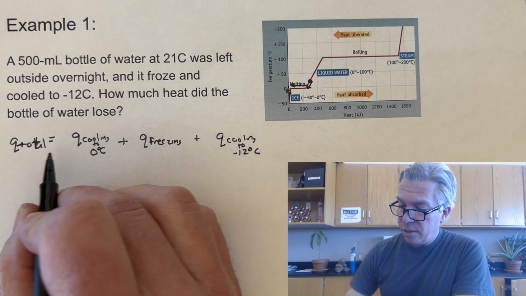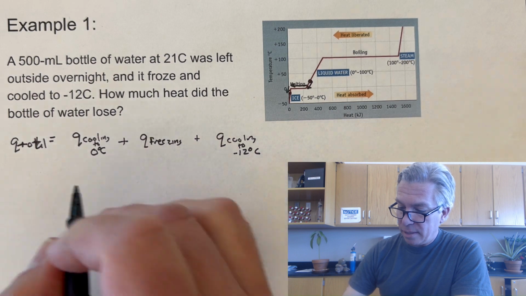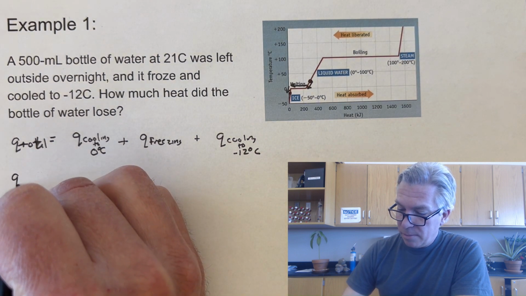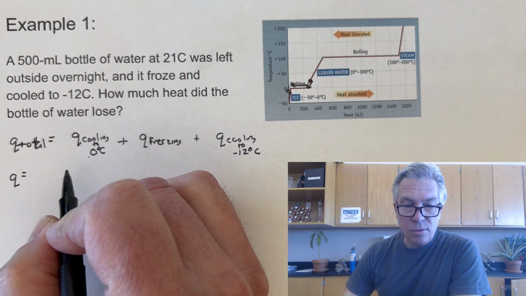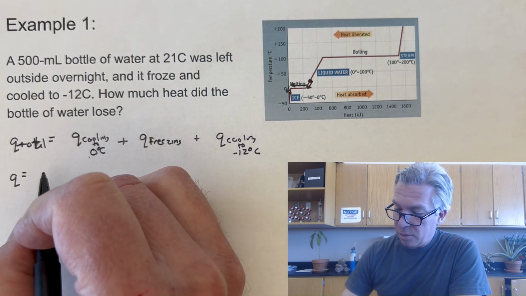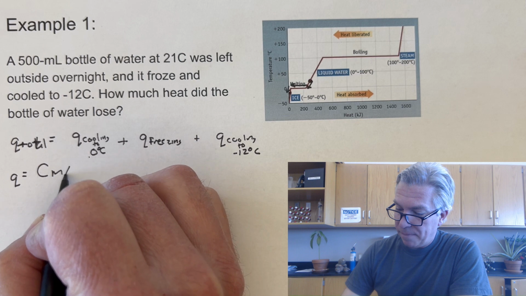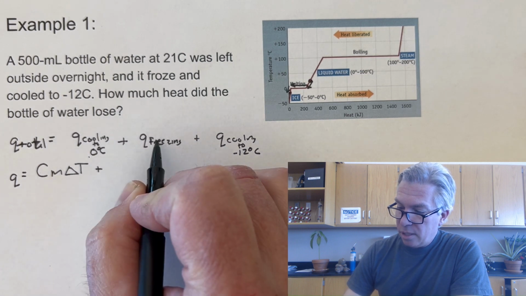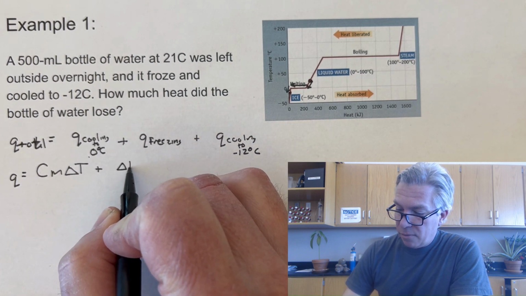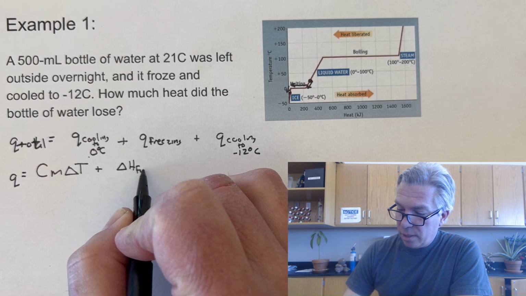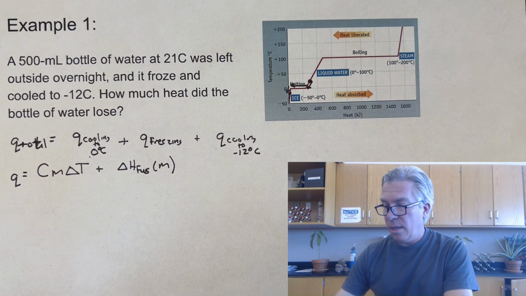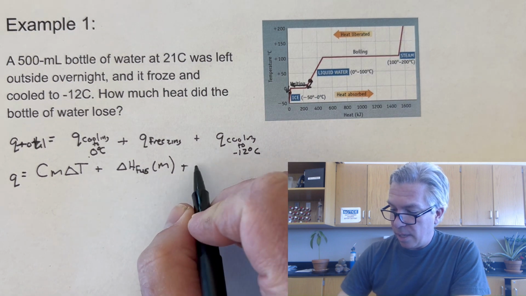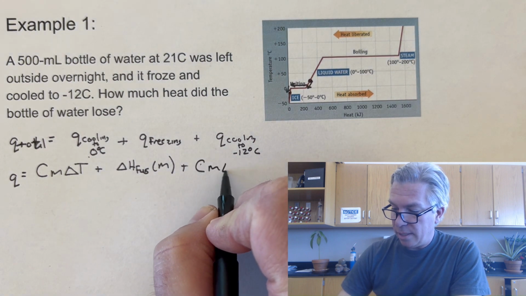So once we have our Q's set up, I got 3 things. I'm going to actually start substituting in the Cm delta T or the other one. Now this cooling is a temperature change, so I'm going to put in a Cm delta T plus the Q of the freezing. And we learned that for freezing, we want to use the heat of fusion times mass term. And then we have another cooling to minus 12, so Cm delta T again.